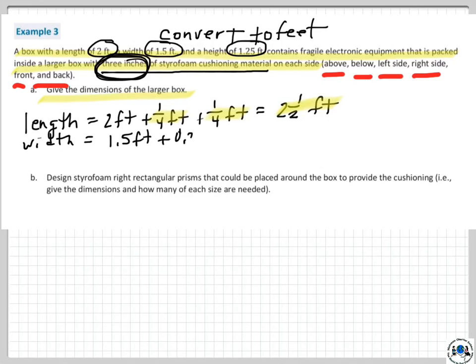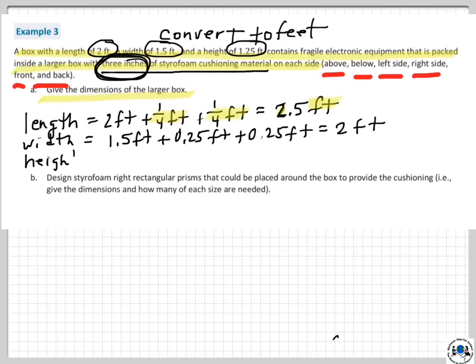Now the width is the width of that smaller box, and what I decided to do is just go to decimals all over. The width is 1.5. Now I have 0.25 feet on both sides to accommodate that styrofoam. So now I have 2 feet, and I changed all of those there. And I have 2 feet for the width.